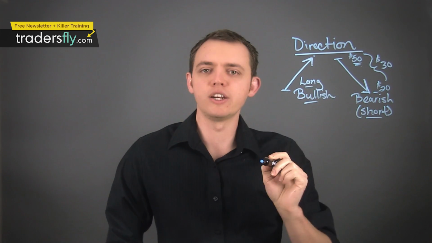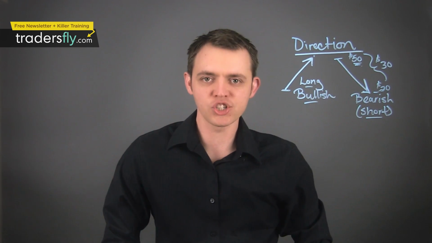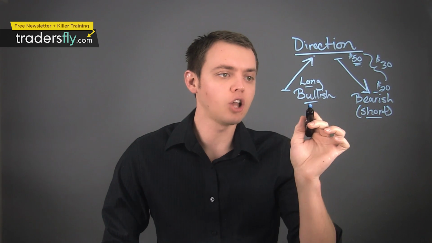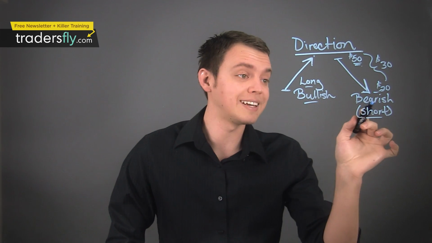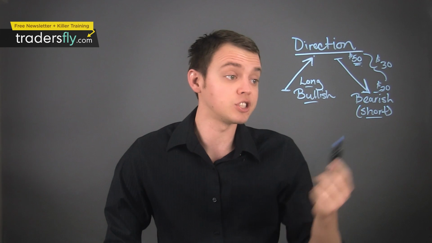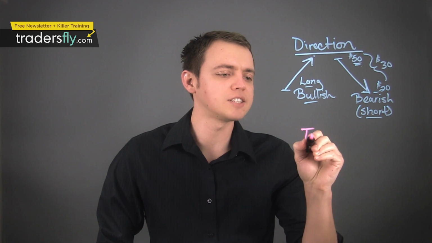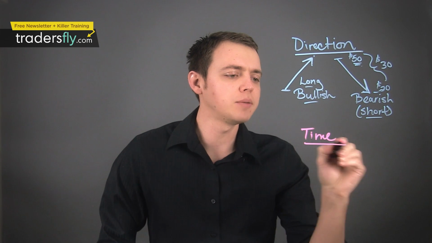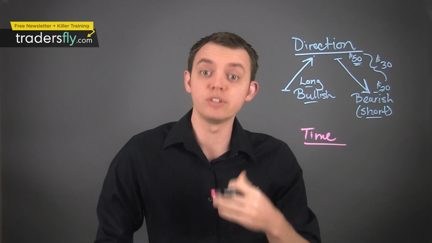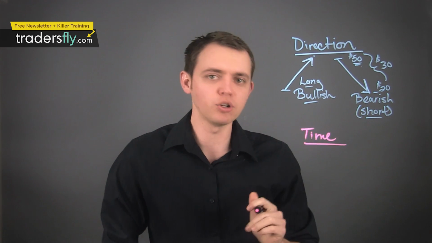So the first way to trade is based on direction. And you can trade it either to the long or bullish side or to the downside or the bearish side, which is the short position. The second way that you can trade is trade based on time. And trading based on time allows you to define how big of an outlook you have.